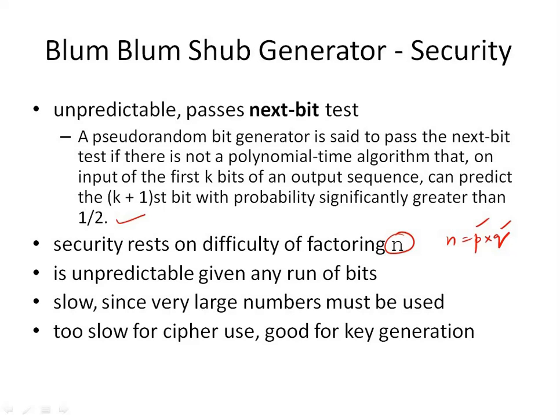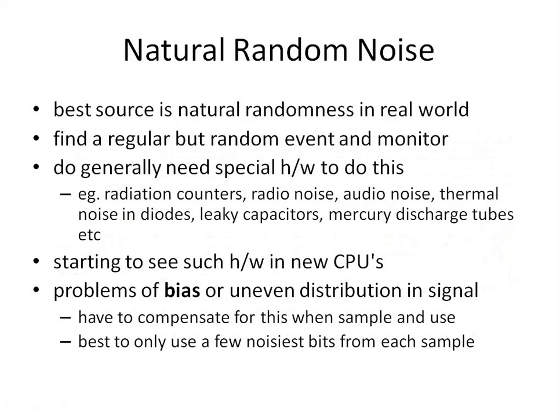However, this algorithm is very slow since very large numbers must be used. These two, p and q, should be very large for security, but this makes the entire algorithm very slow. It is too slow for cipher use, so it is only used for key generation purposes. So this was all about the Blum-Blum-Shub generator.